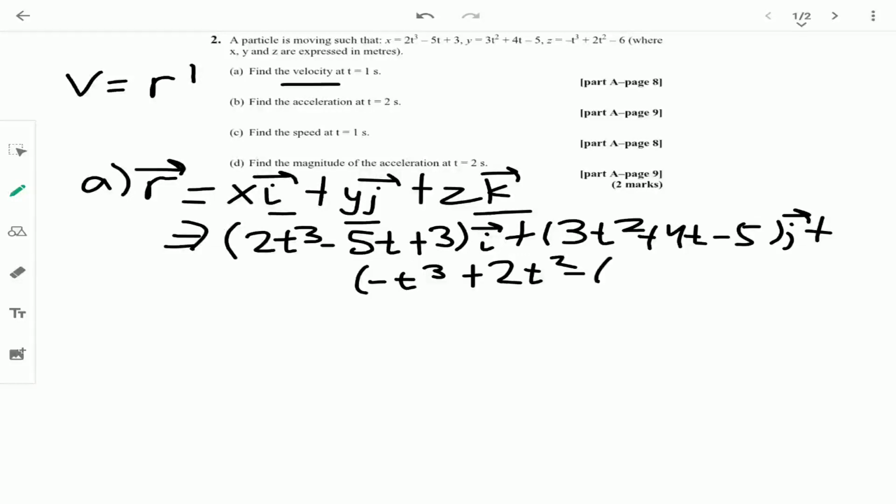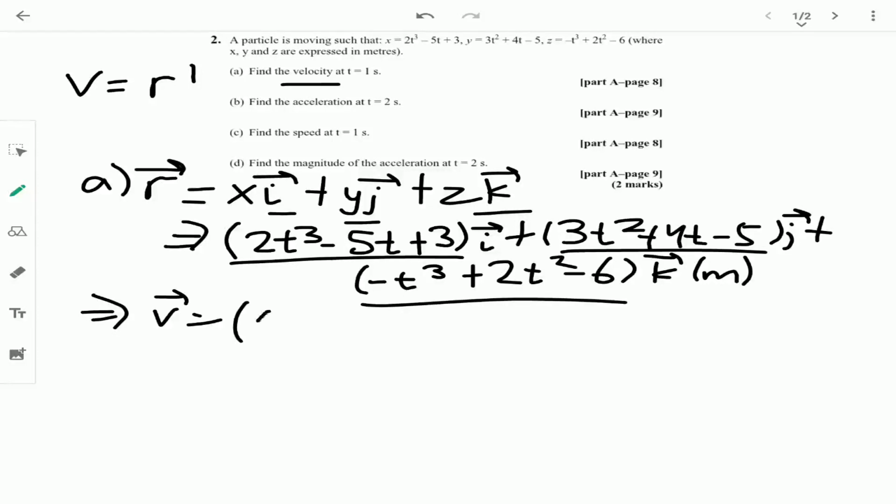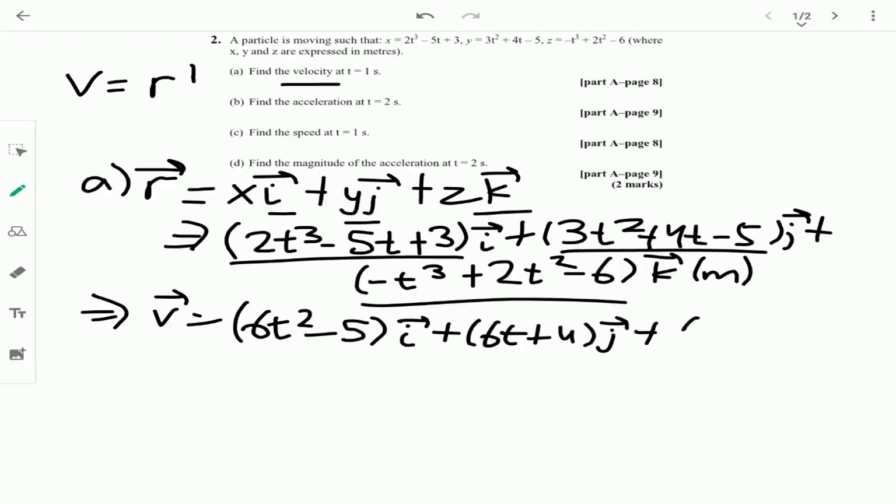But that's not what the question is asking us. First you have to find the velocity, so you have to differentiate. We get v equals, all you have to do is differentiate all of this to get (6t squared minus 5)i plus (6t plus 4)j plus (minus 3t squared plus 4t)k meters per second.